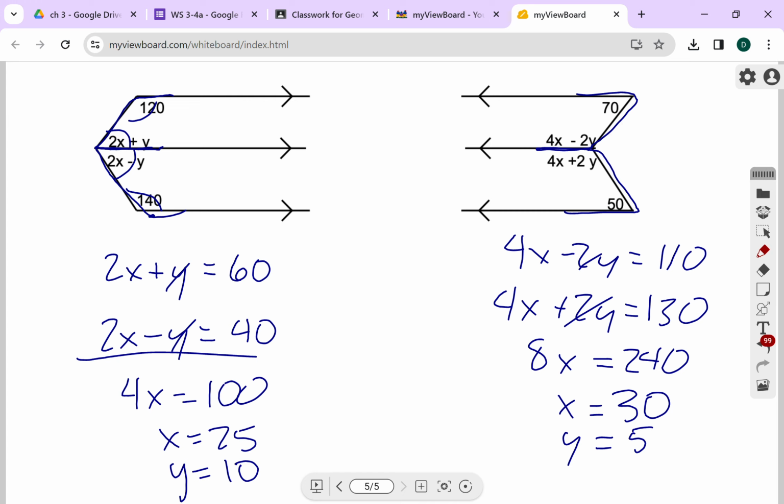So check it on the second one. 120 plus 10 is 130. Yeah. X equals 30, y equals 5. You just got to set them up supplementary and then solve simultaneously.